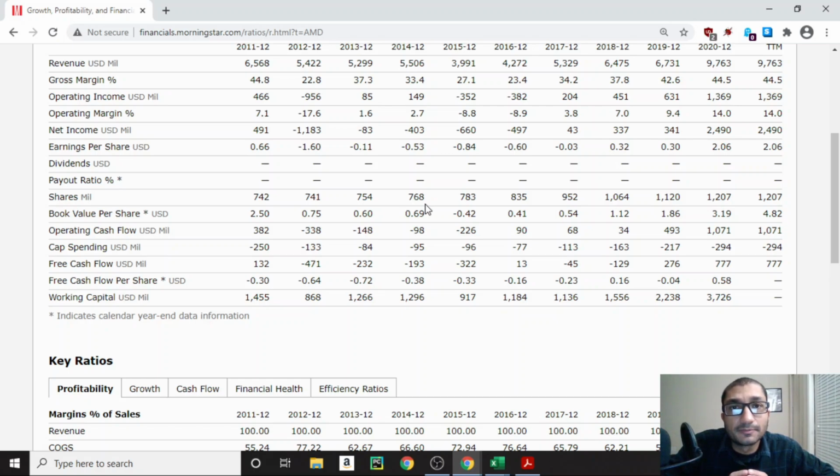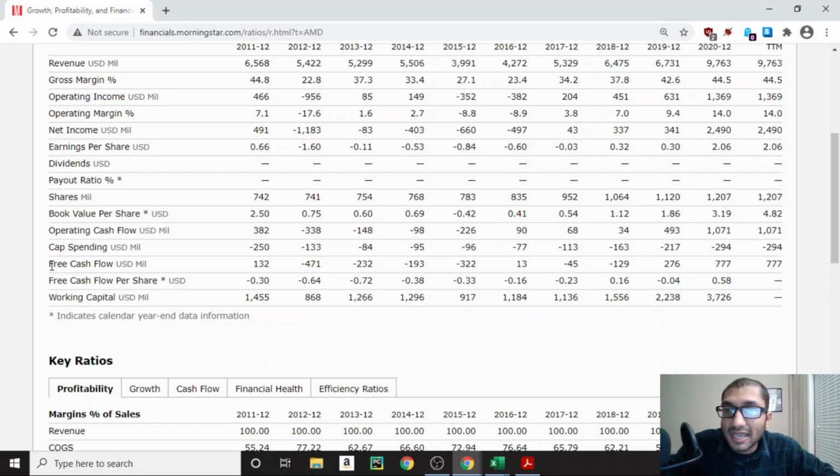Next, looking at the book value per share. The book value is what we get when we subtract the company's total liabilities from its total assets. Back in 2011, AMD's book value was about $2.5 per share, and for the trailing 12 months, that number is $4.82 per share. Over the past 10 years, there was 1 year when the company's book value was negative. This means that in 2015, the company had more liabilities than assets. Ever since 2016, the company's book value has been increasing.